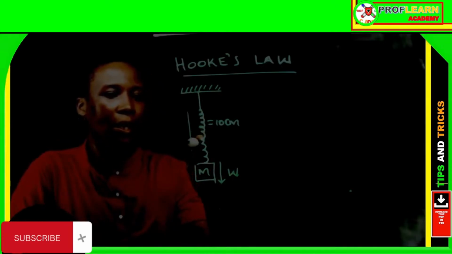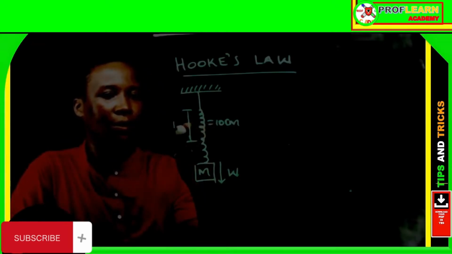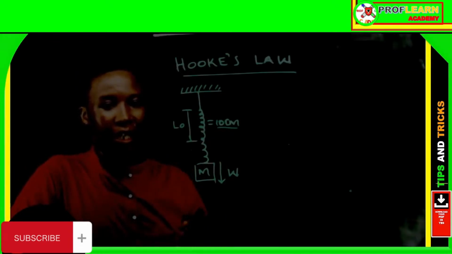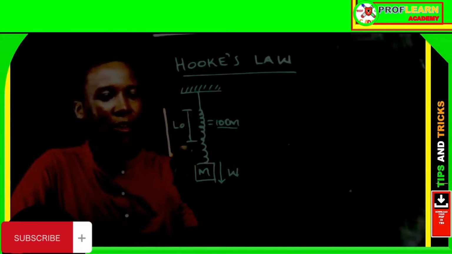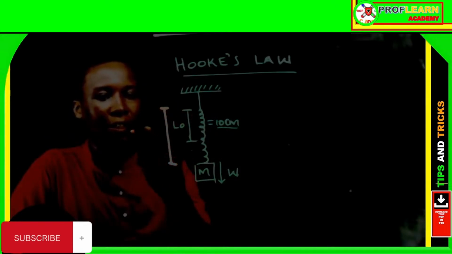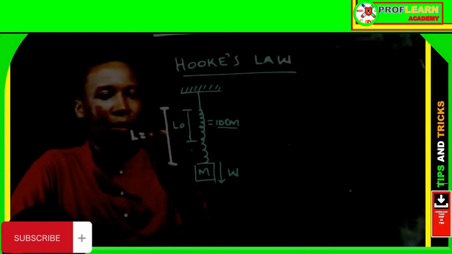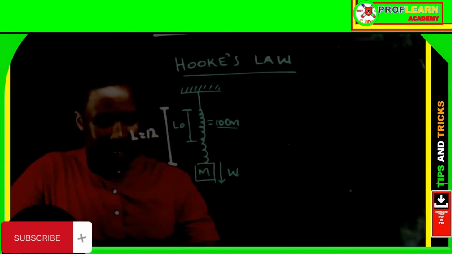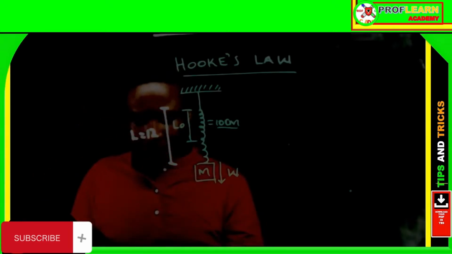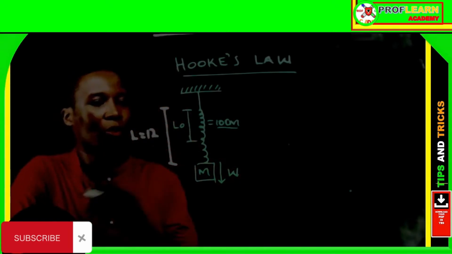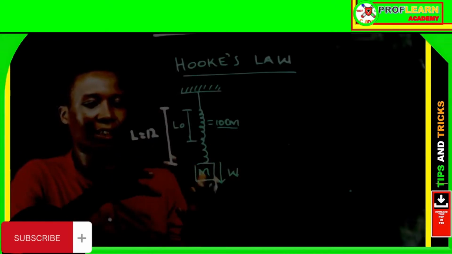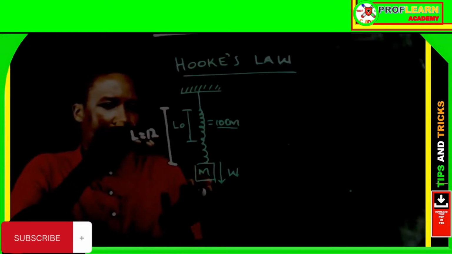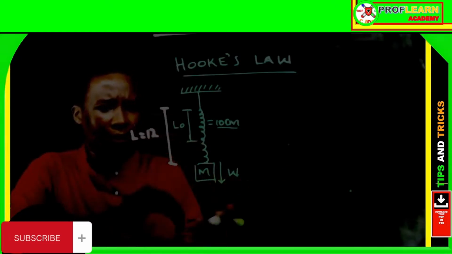So initially, its length was L0, which was 10 centimeters. After adding some mass, it stretched, it became longer, and this is the new length now, which is maybe, let us say, 12 centimeters. Now, under this section, you may be expected to work out the extension of this spring. How far has it stretched? By how much has the length increased?